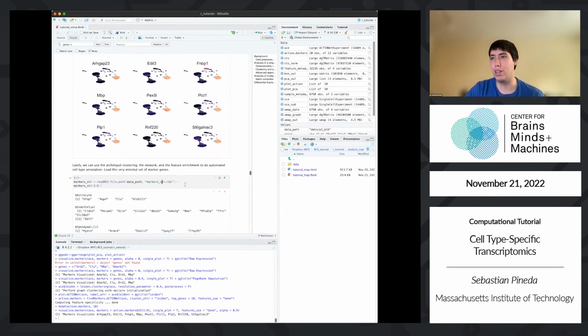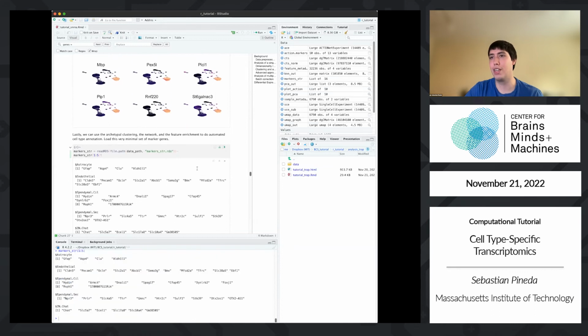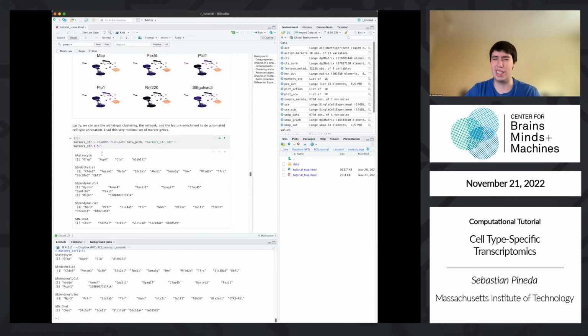Okay, so now we're going to load here a list of canonical markers for striatal cell types. And this is not a very extensive list. It's not a very good list. It's just 4 genes, 2 genes, 8 genes that we sort of handpicked from the literature.